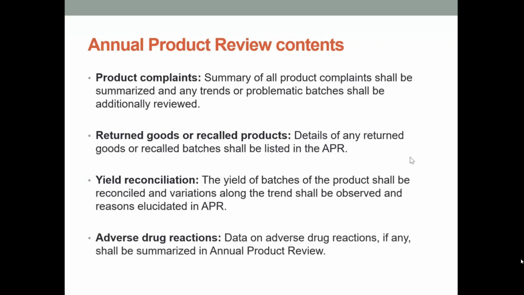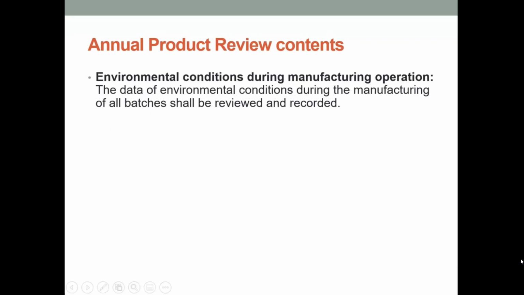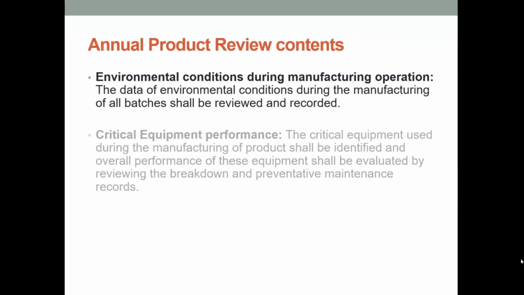Adverse drug reactions. So if you've got any complaints or data on adverse drug reactions, you need to summarise those also in your annual product review. Environmental conditions during the manufacturing operation. So details of environmental conditions during manufacturing. So if you had any issues with your HVAC system, for example, if it went out of specification, if you had out of trend highs or lows in terms of your humidity, your temperature control, any of those types of things, they would need to be investigated and they would need to be detailed in your APR.